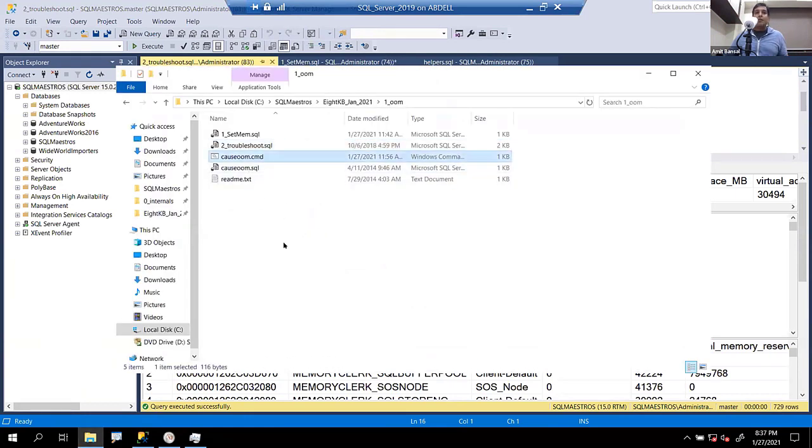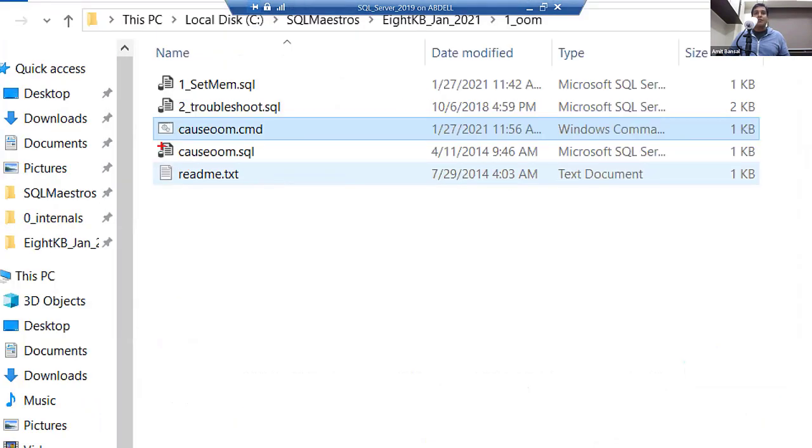Now, cause OOM is the batch file that I'm going to run, and it's actually going to call om.sql. It's going to call this SQL file, which is doing something, and I will show that to you after the demo is done. And if you are recreating this, I have put the steps in the readme.txt file.